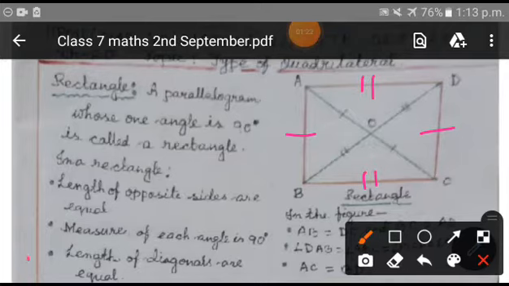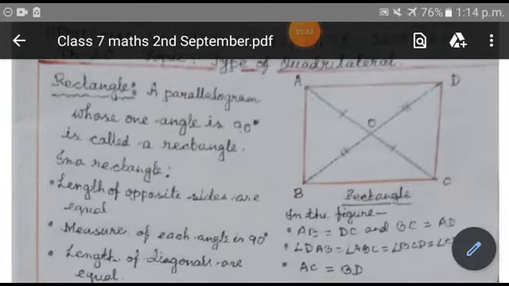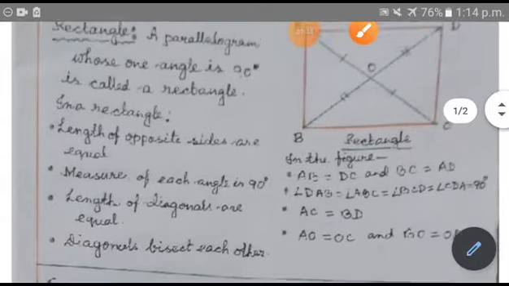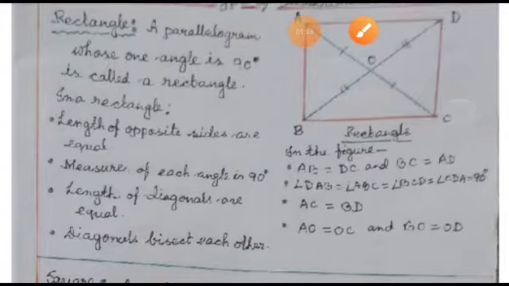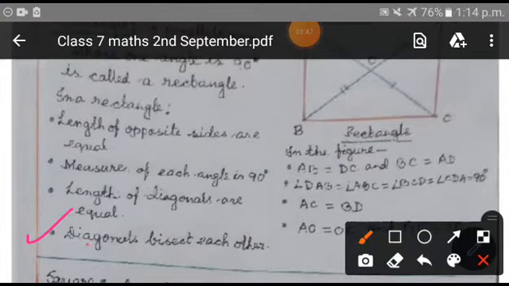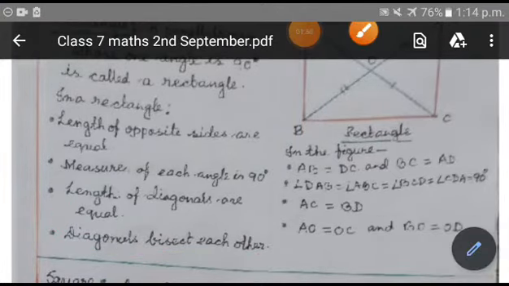Next is the lengths of the diagonals are equal. So here the two diagonals we can see are AC and BD. Diagonal AC and diagonal BD are of equal length and they are bisecting each other at the point O. Bisecting means we have studied that they are dividing each other into two equal halves. So the diagonals bisect each other, right?